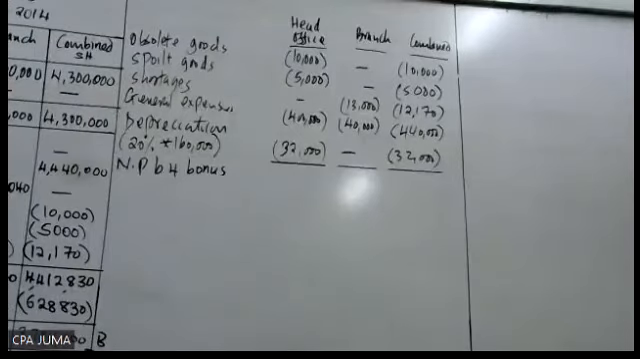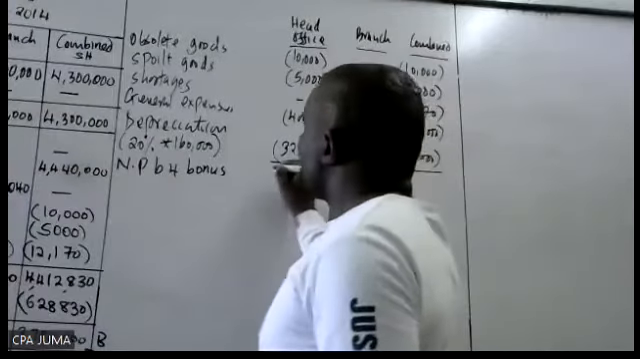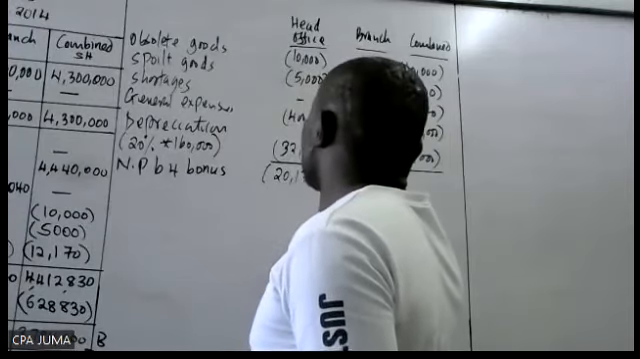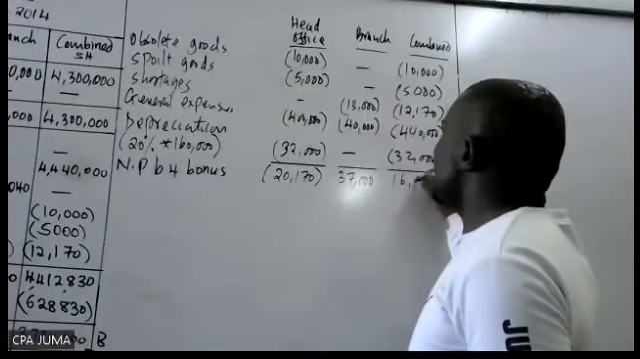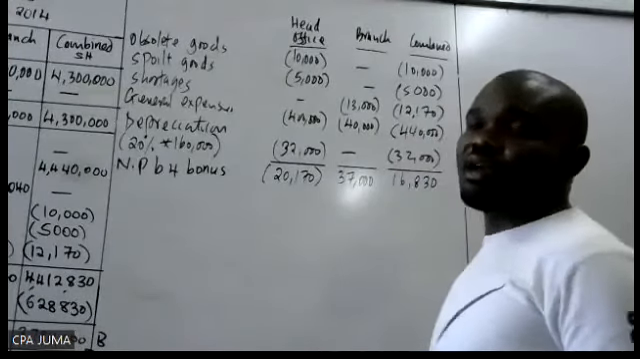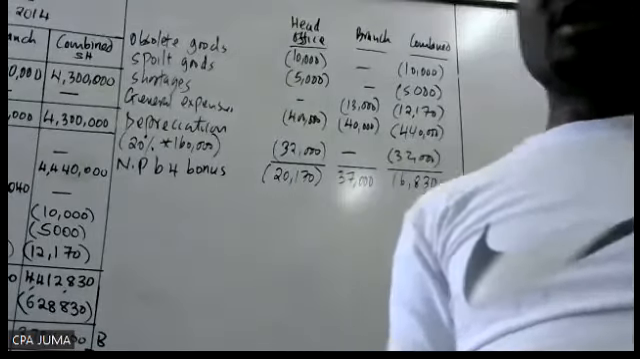Can you help me with the figures? Kindly. Negative. Negative. 2170. Proceed. 37,000. Finally. 16. 830. That is profit before what? Bonus.